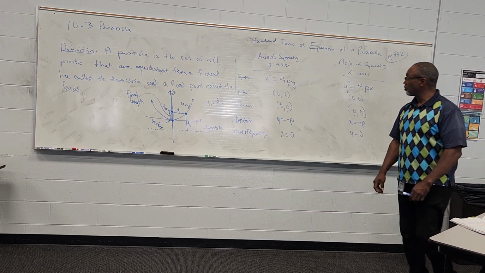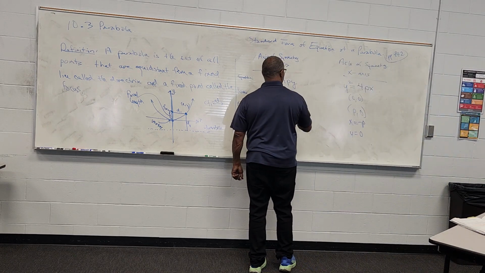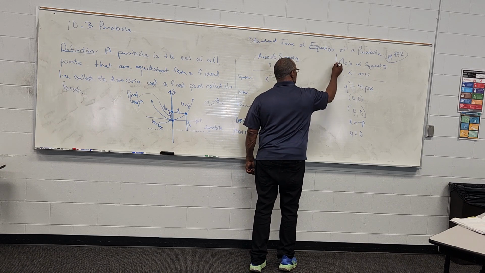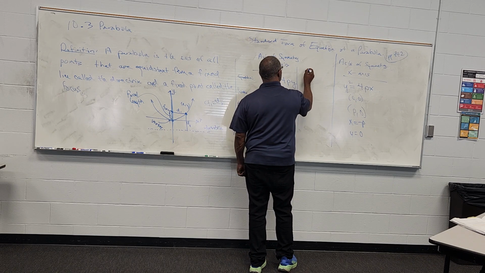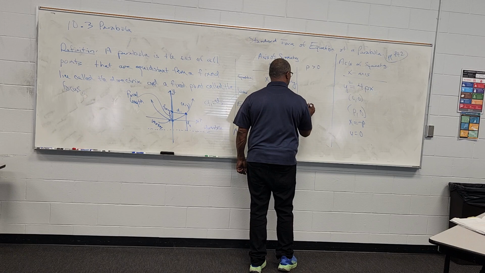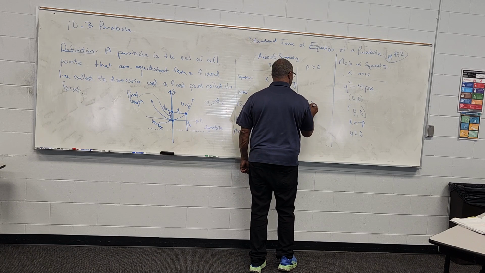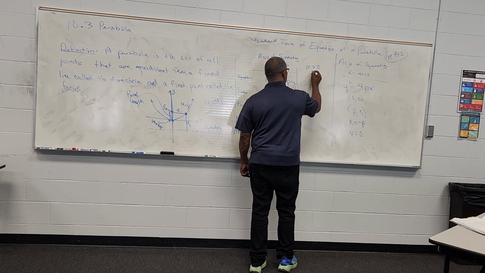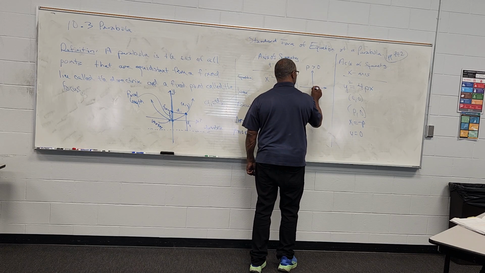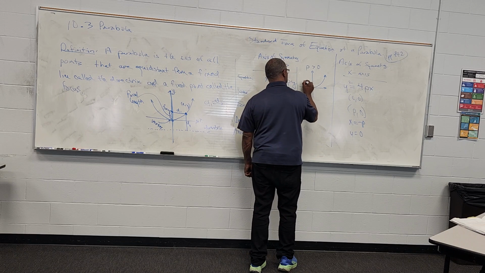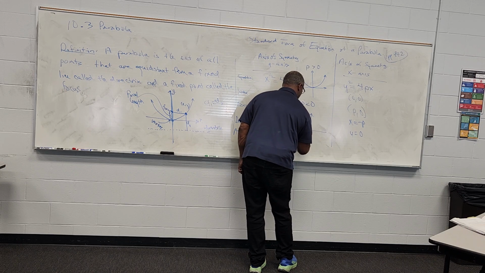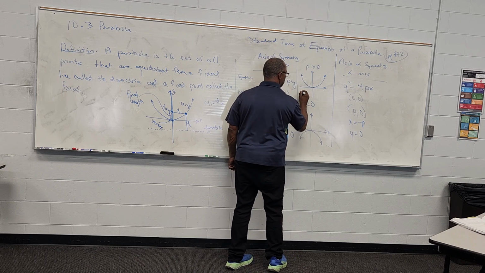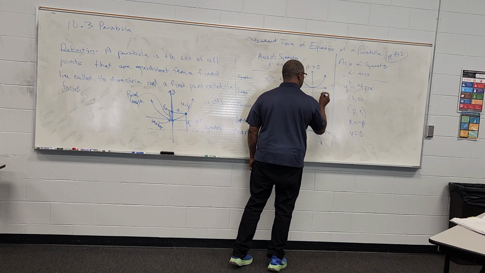And they show you graphs for each one of these. They show you graphs, and there's going to be two cases. So for this one, p can be greater than 0 or p can be less than 0. If p is greater than 0, it looks like that. If p is less than 0, it looks like that. So there's y equals negative p.